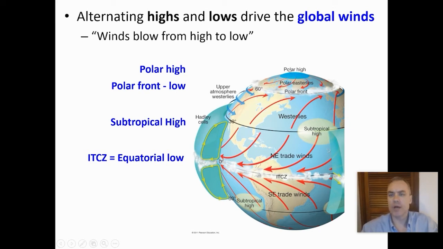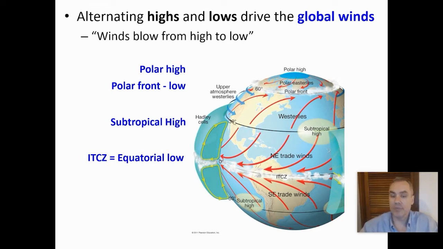And then the polar highs up here, where it's real cold, air has no ability to expand. It's so cold, it gets contracted, and then that high pressure shoots out towards the polar low. So again, highs to lows. Everywhere you look, all the red lines doing the same thing, moving from highs to lows.